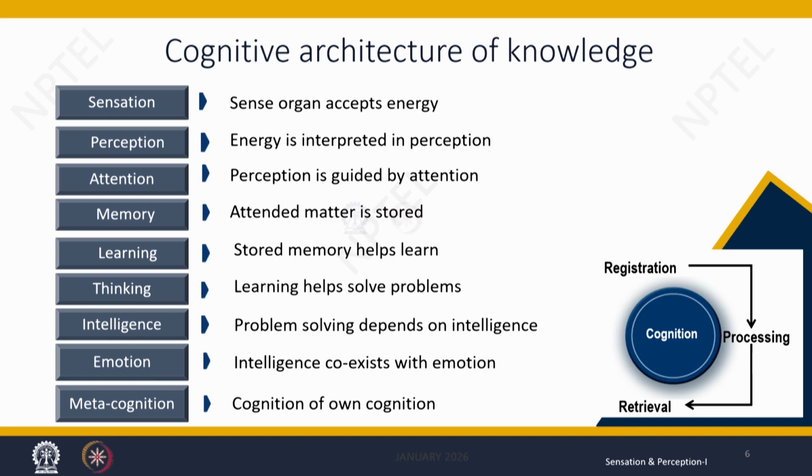metacognition, which we are going to discuss in 2 consecutive modules. In the first module, we will try to understand sensation, perception, attention, and memory, and then in the next module we will try to understand learning, thinking, intelligence, and metacognition. Emotion is a component we will learn sometime later, and of course we will tell you how it actually coexists with our learning system.